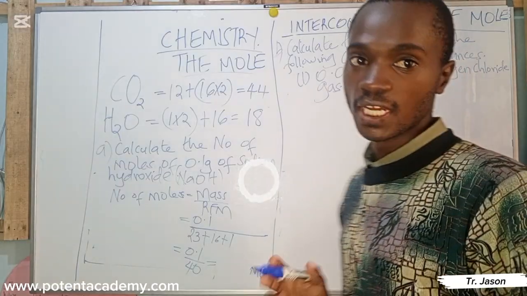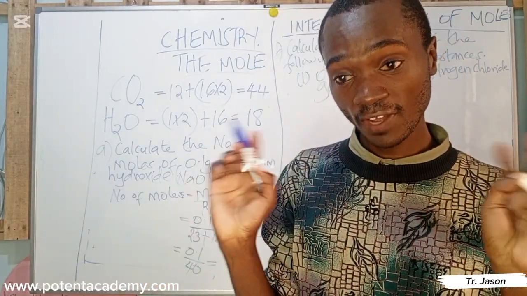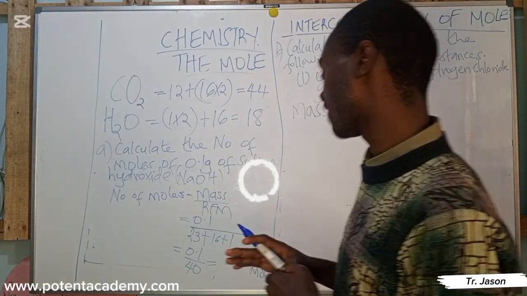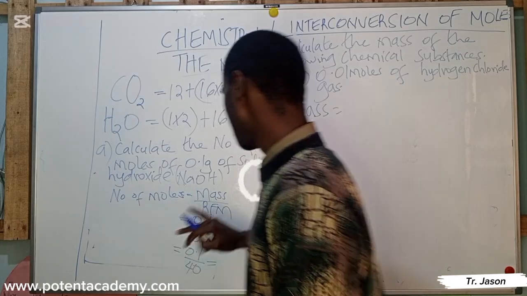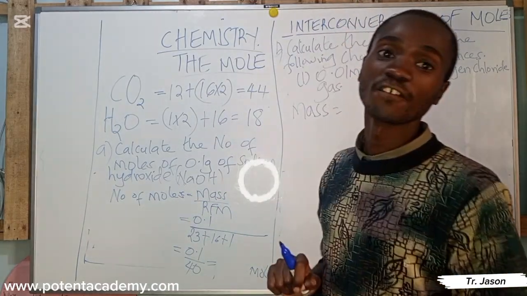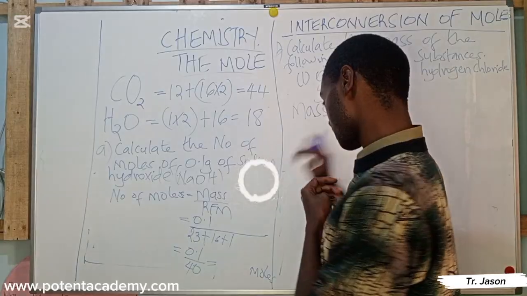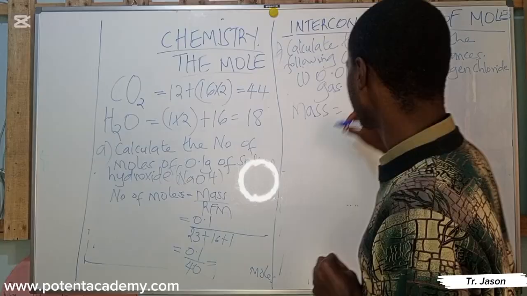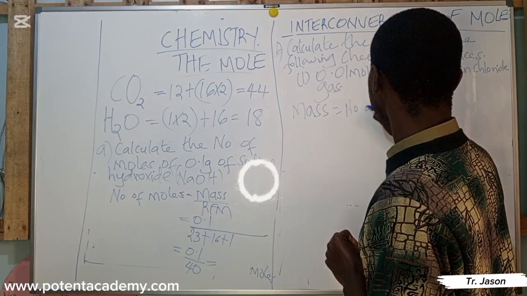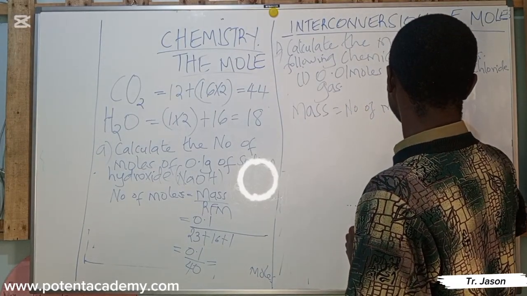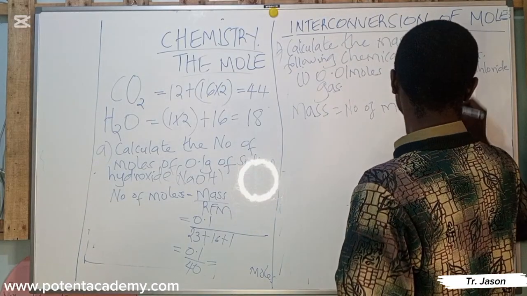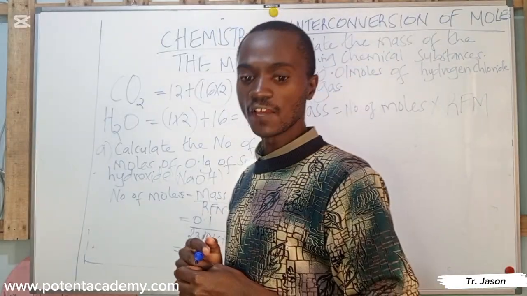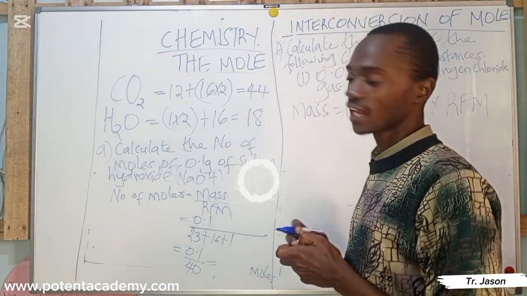What are you going to do? Here we are taught to calculate the mass. How do we find the mass? Look at our first formula: the number of moles is given by mass all over RFM. What if we make mass the subject of the formula? Mass will be number of moles times RFM.